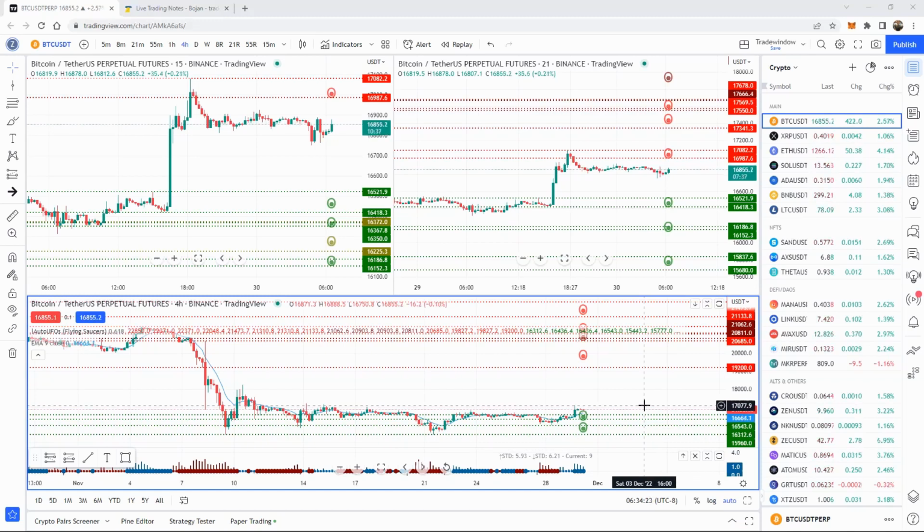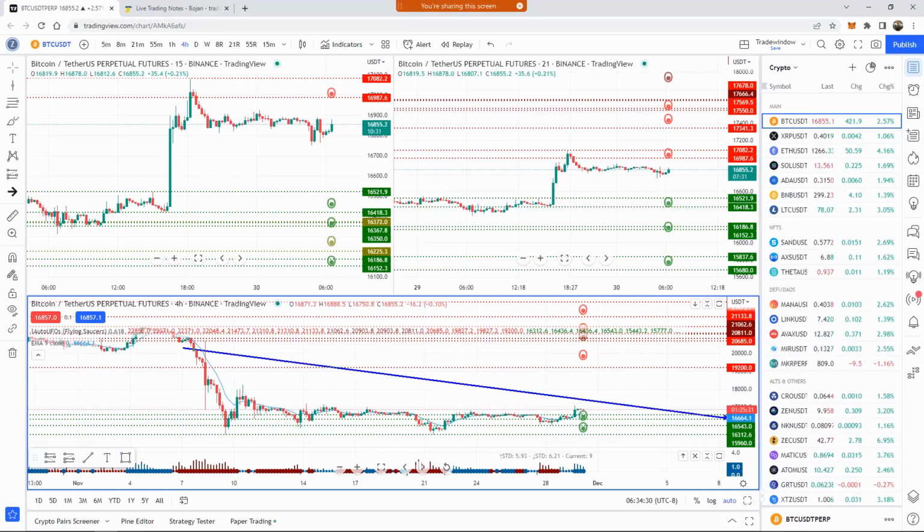All right. So now we move on to the next step, which is where do we get in? Where do we get out? And we answer that question by, again, looking for confluence of evidence with 16664 being the 9 exponential moving average that we have also shown here, also shown there.